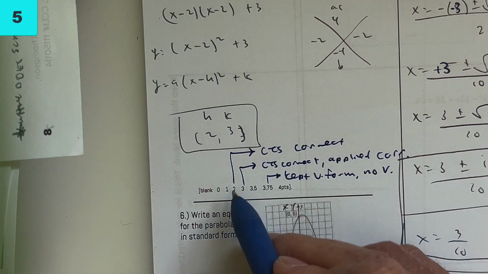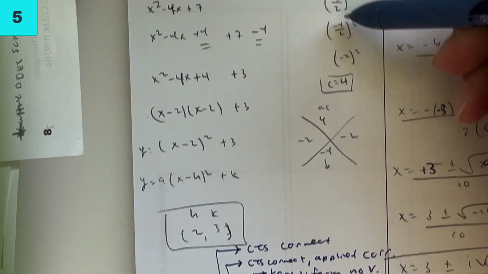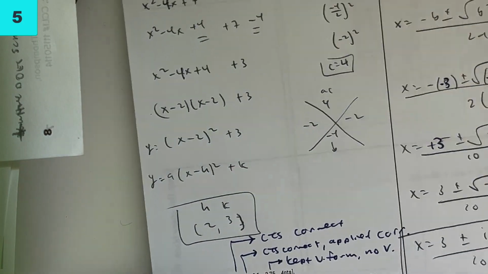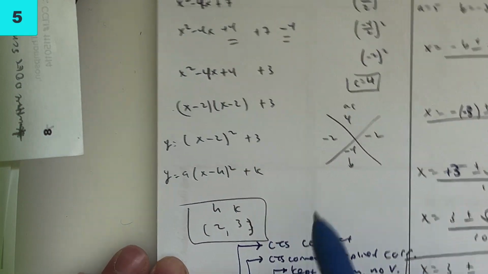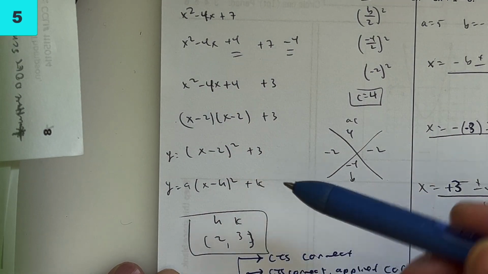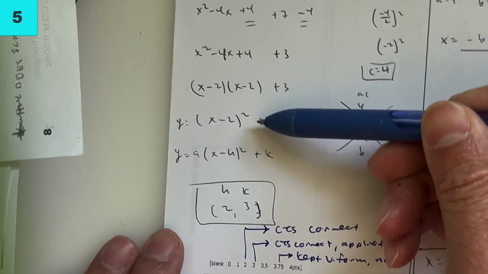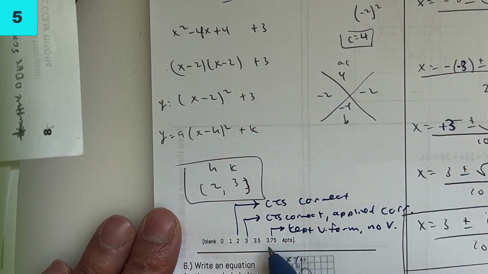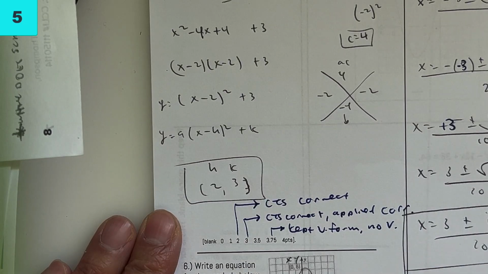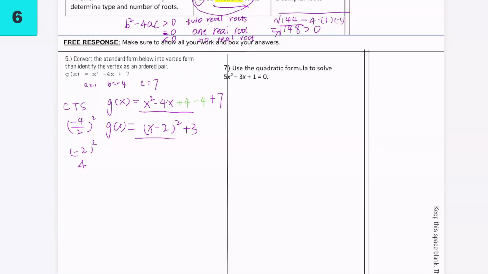I scored this one. If you did CTS correctly and got 4, I gave you 2 points. If you applied it correctly, I gave you a 3, meaning a positive 4 and a negative 4 because it adds to 0. If you kept it in vertex form, I gave you a 3.75 and it has no vertex. So that's how you would get the full credit. This is the vertex form.